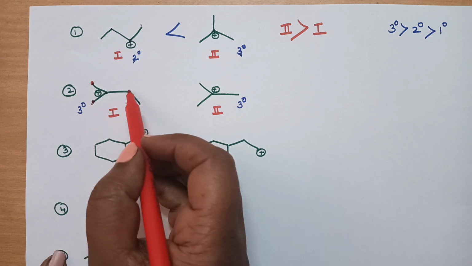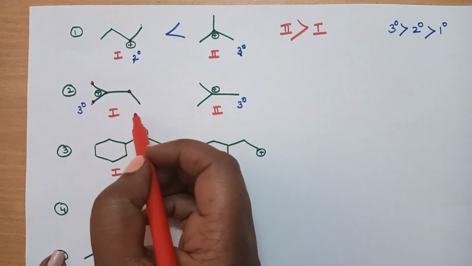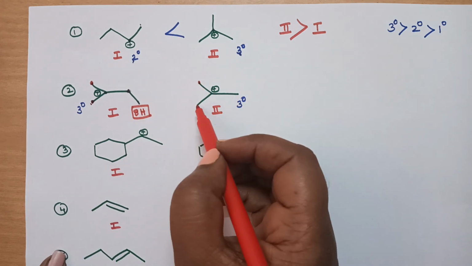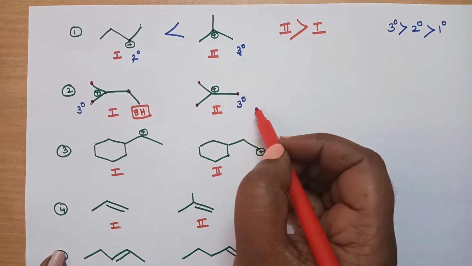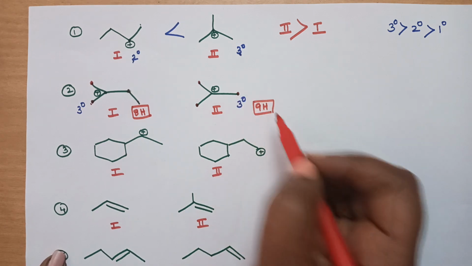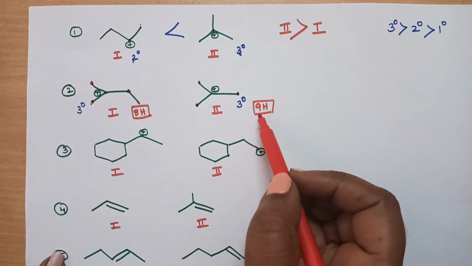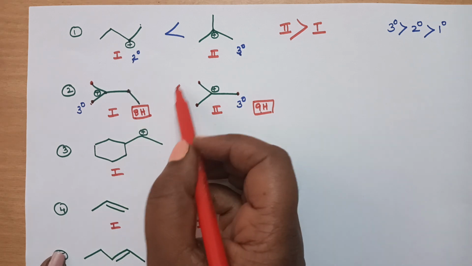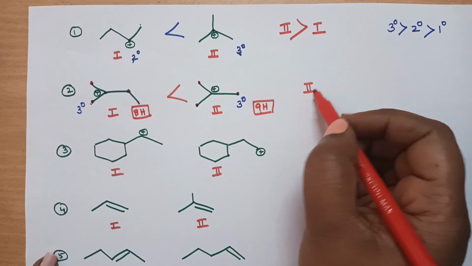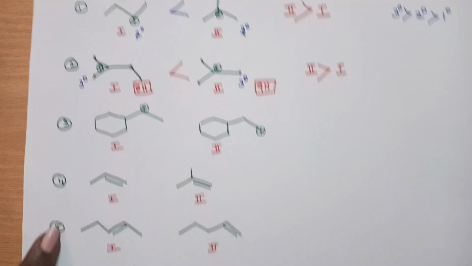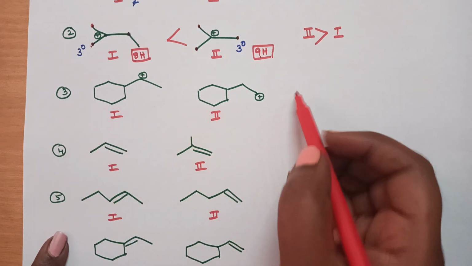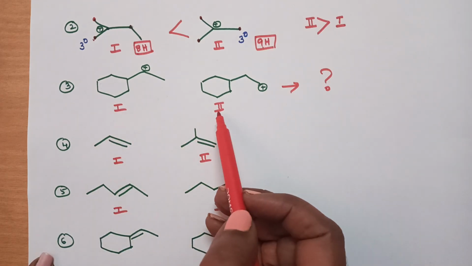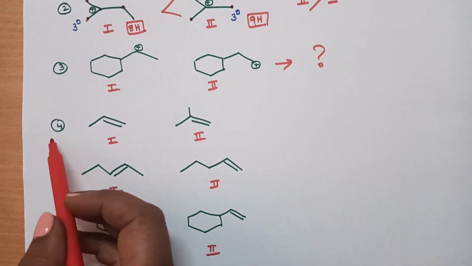3 plus 3 is 6, 6 plus 2 it will be 8. So here 8 alpha hydrogen atoms are present. Here 3 plus 3 is 6, 6 plus 3 is 9. So there are 9 alpha hydrogen atoms. So where the number of alpha hydrogen is more, that will be more stable. So here 8, here 9. So this will be more stable. So structure 2 will be more stable than structure 1. So students, here third example, I want you to try and write in the comment section whether structure 1 is more stable or structure 2 is more stable. We'll go for fourth example.